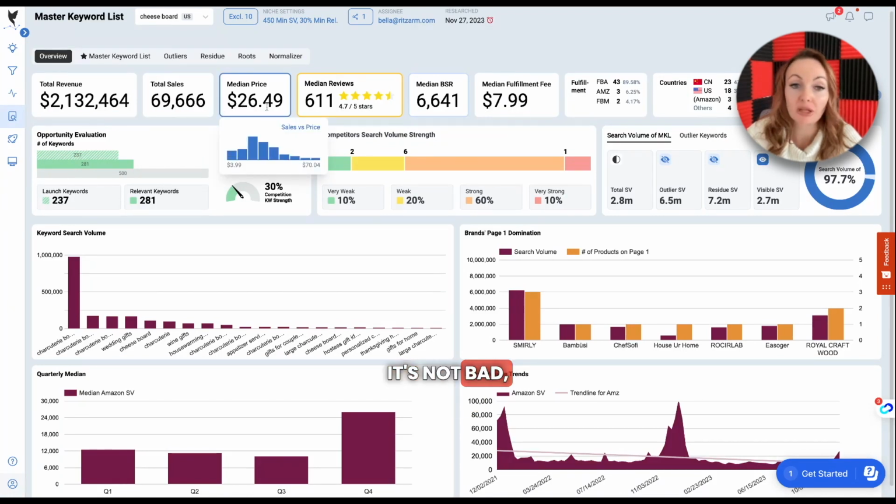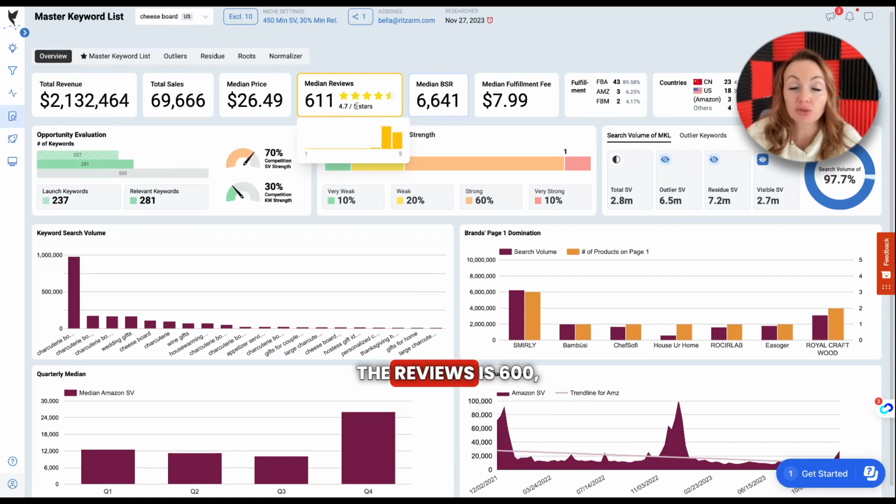It's not bad, but the median price is $26, not $59 like we just thought. And the median amount of reviews is 600. 600 reviews is a lot. And why am I telling you it's a lot? Because to get one review, you have to have at least 50 sales.